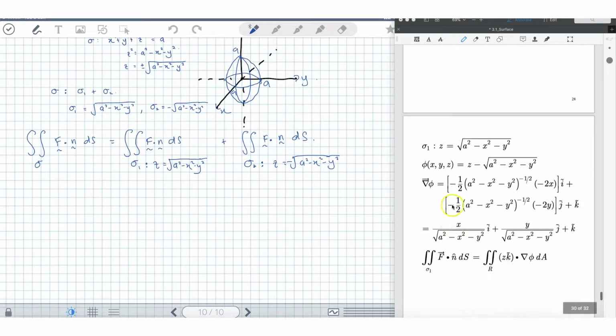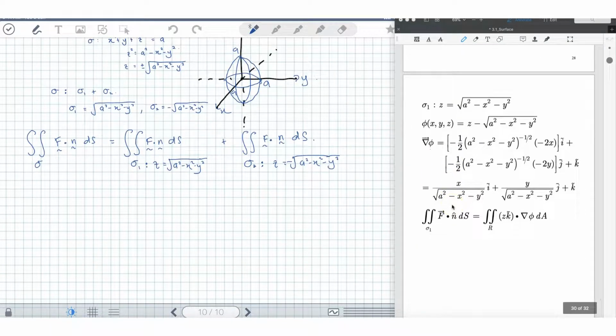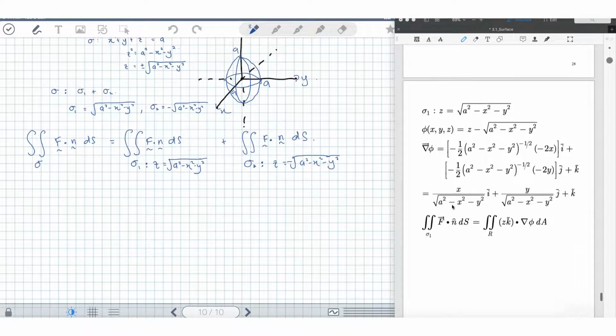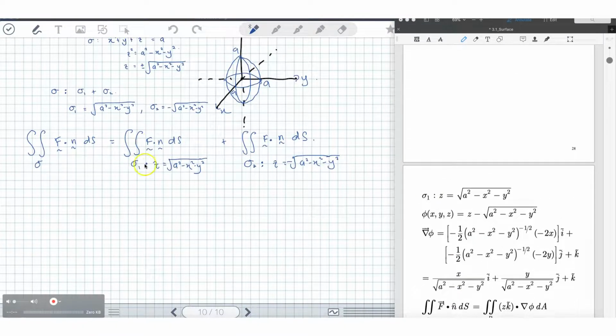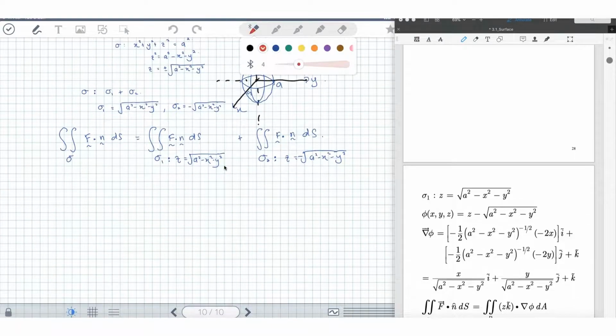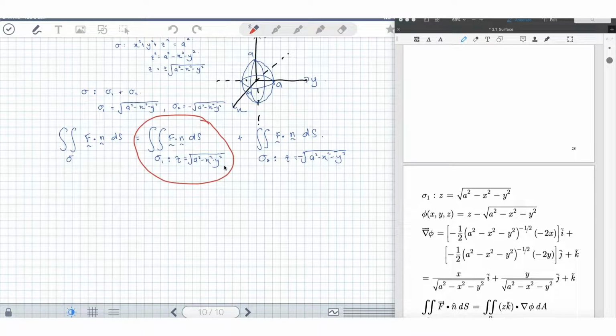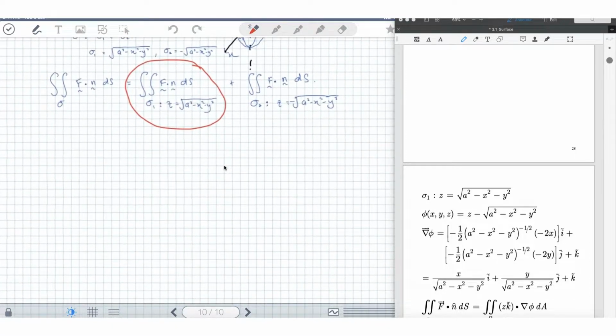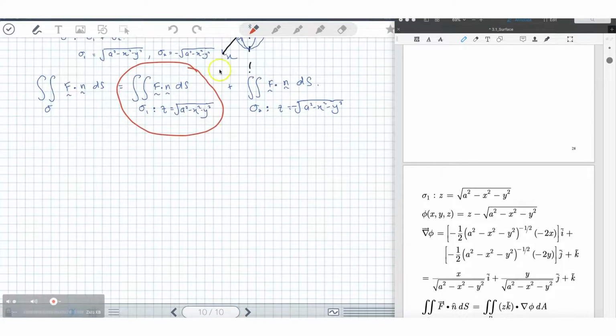I'm not going to show this in detail. Maybe I'll just compute for sigma 1. Only this part I want to show you, to see how complex it is. For this we have to find n, a normal vector to this surface.